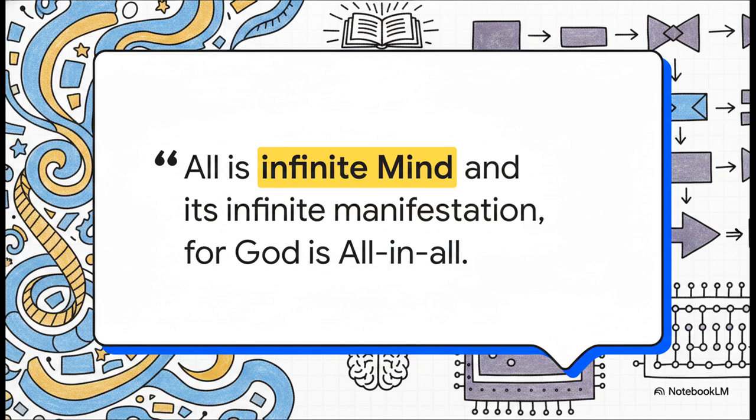"There is no life, truth, intelligence, nor substance in matter. All is infinite mind in its infinite manifestation, for God is all in all." Now, in its original context, that sounds purely spiritual, right? But when we apply modern formal logic to those exact words, a startlingly precise mathematical framework starts to emerge.